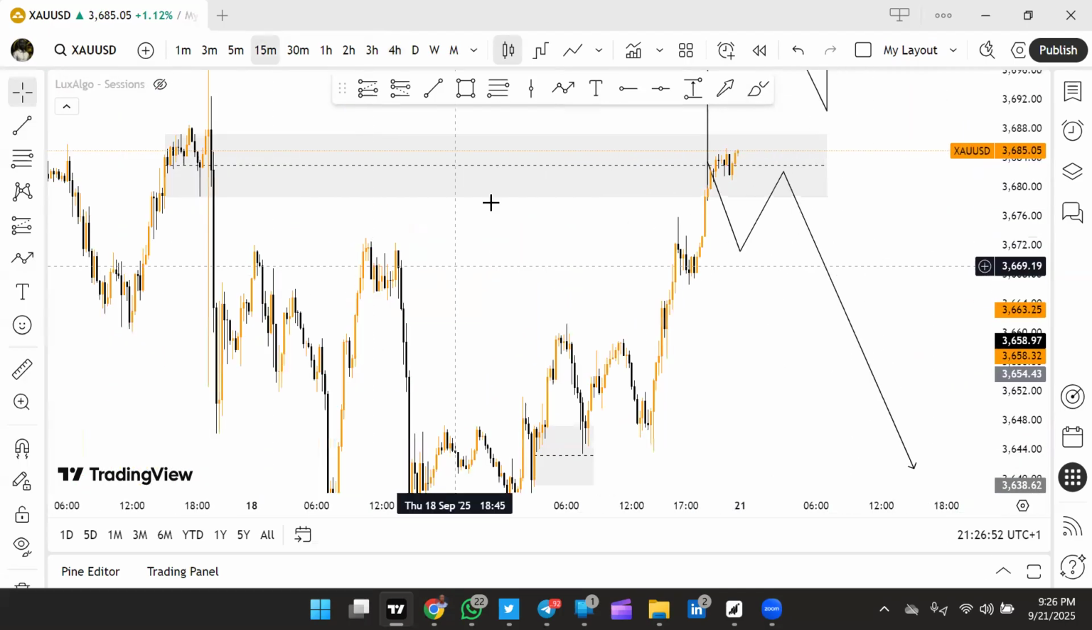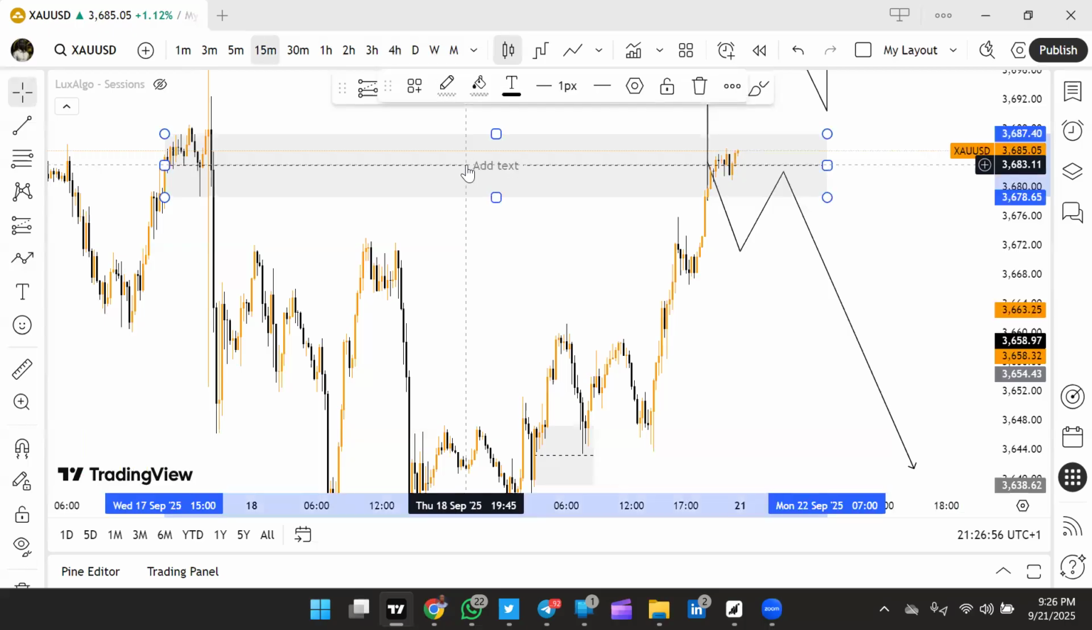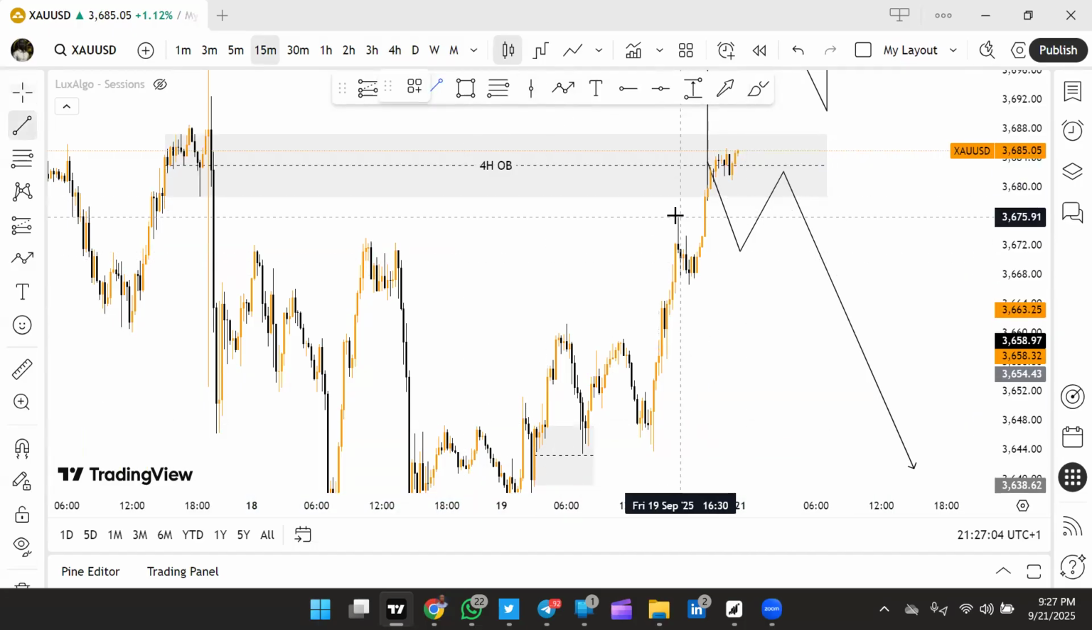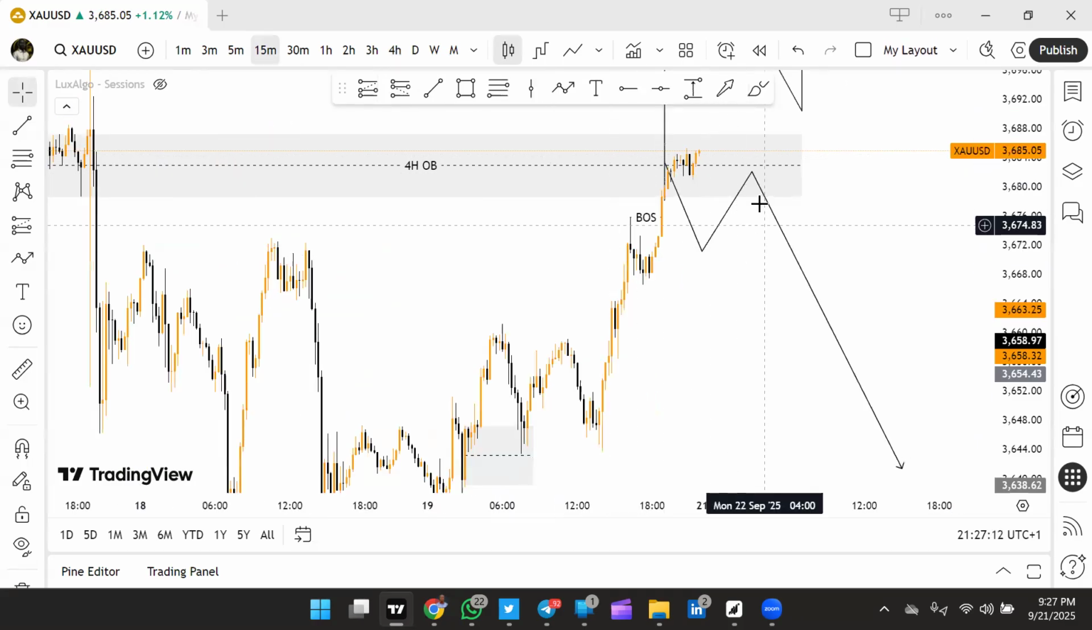So on the 15-minute time frame, this is the 4 hour order block, right? This is the 4 hour order block. And this is the last structural high on the 15 minutes, the last break of structure before the market tapped into this 4 hour order block.